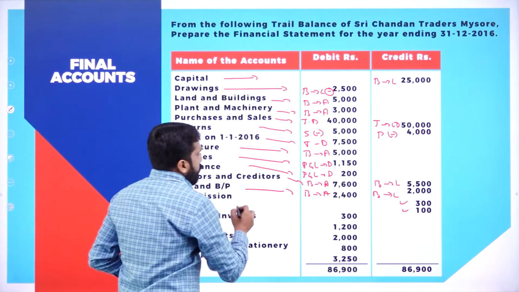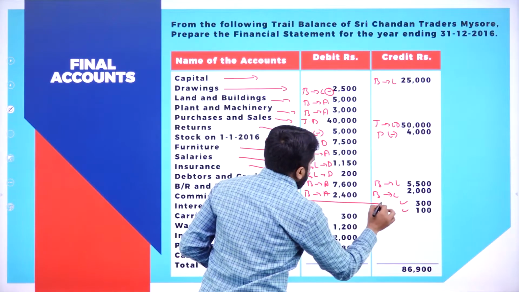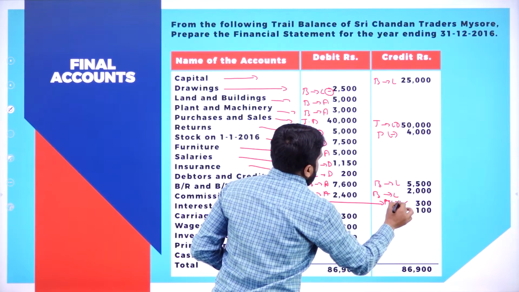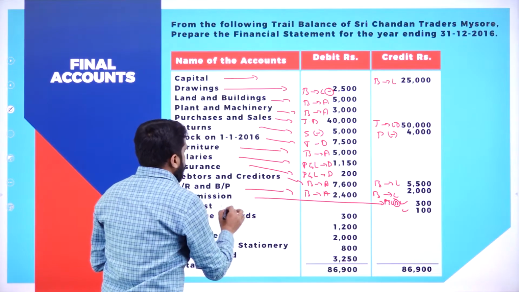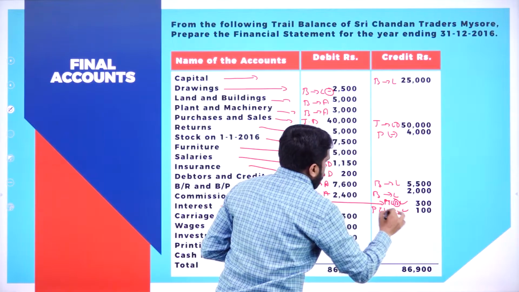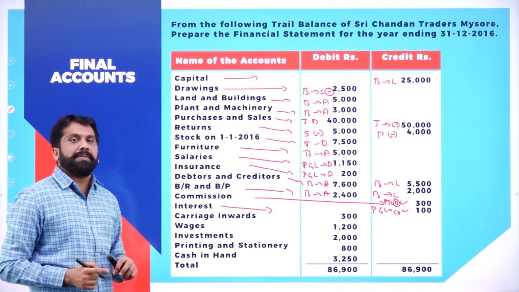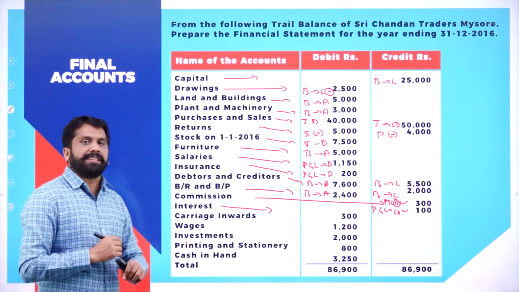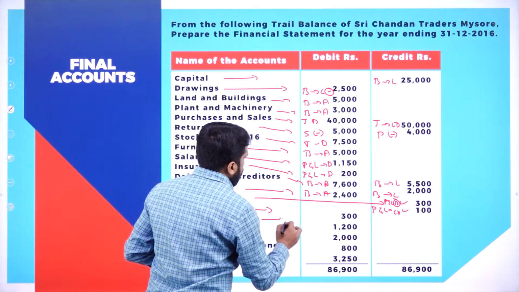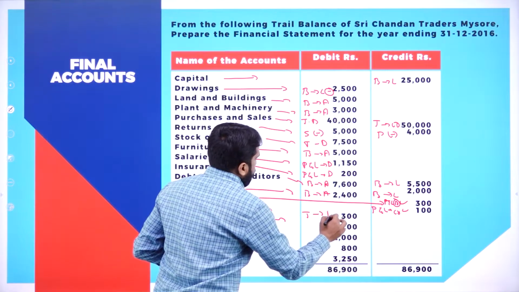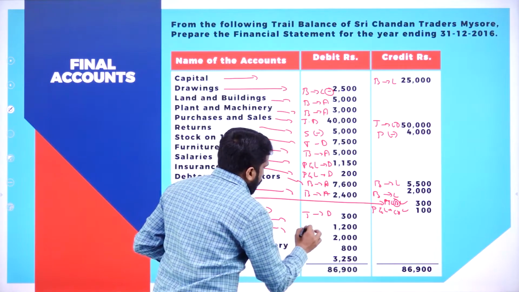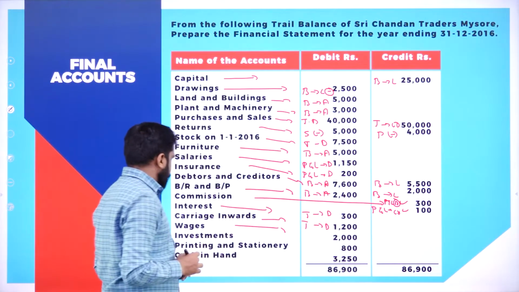Now, so commission, this will be P&L credit. Next one, your interest also P&L credit. Why it is credit side? Why? Because the amount is in credit column. Next, carriage inward, trading account debit. Your wages, same, trading account debit.